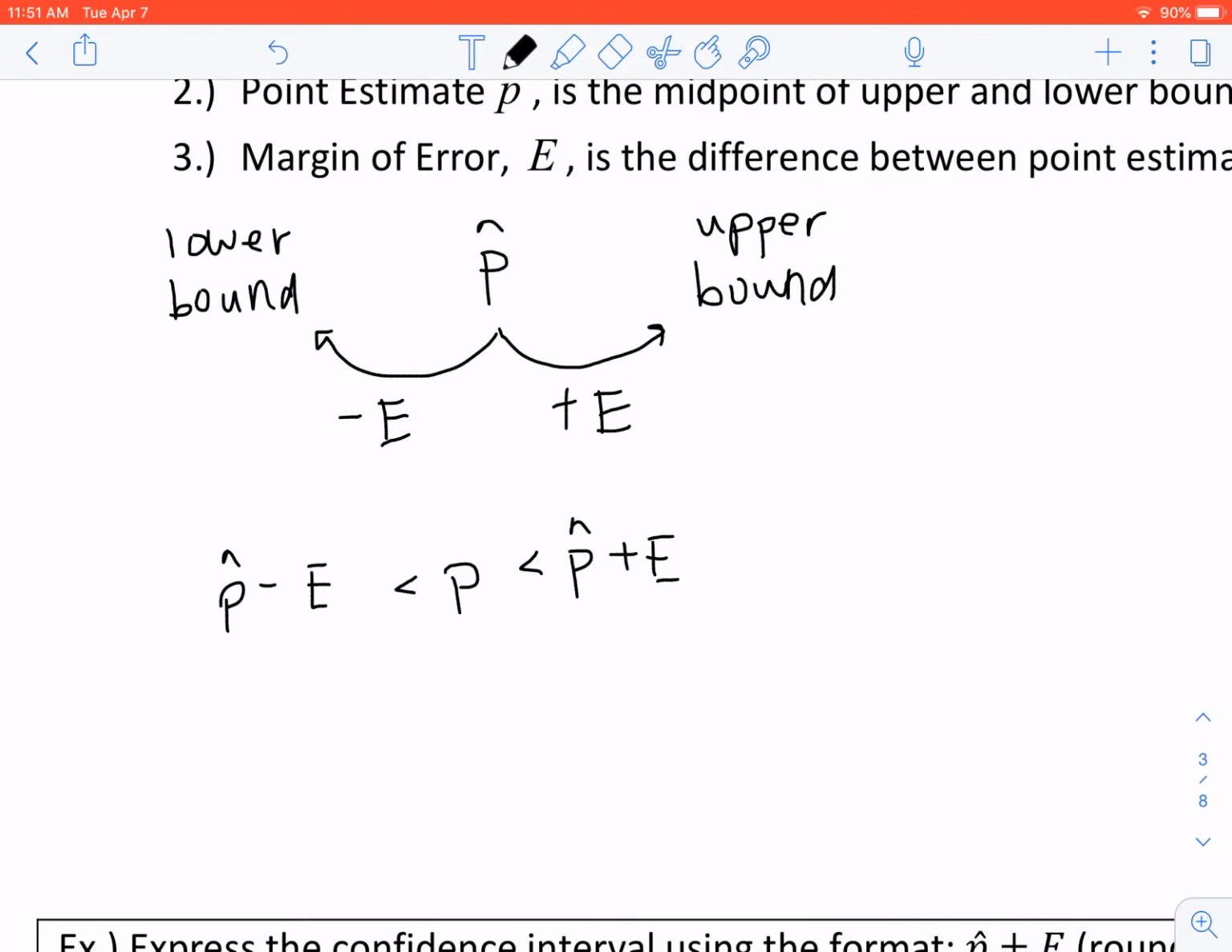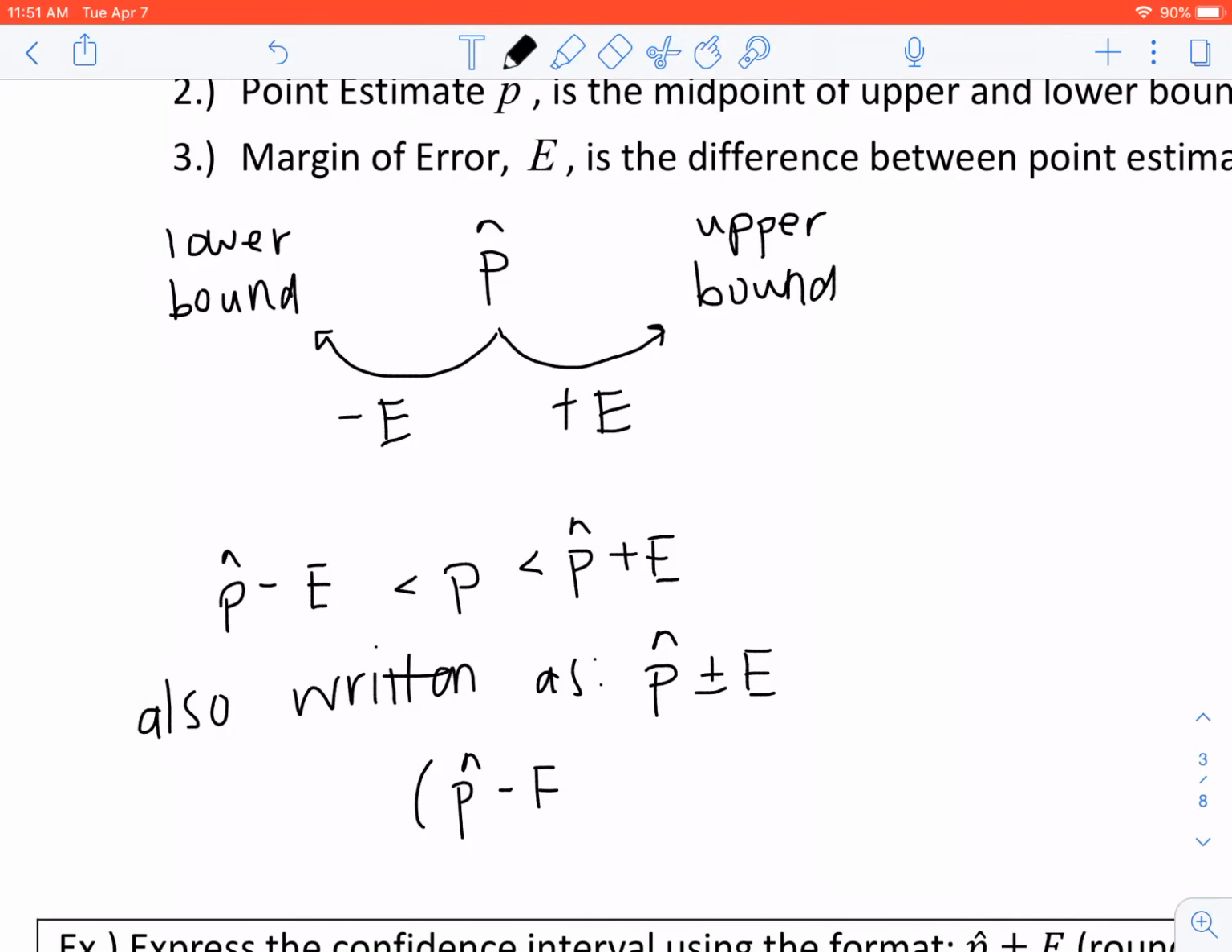So there's a few different ways to write this. So it's also written as p hat plus or minus E. You'll see that a lot on my Open Math. And then you will also see it written as p hat minus E, comma, p hat plus E in an interval notation. So we have one more formula that we'll write down.